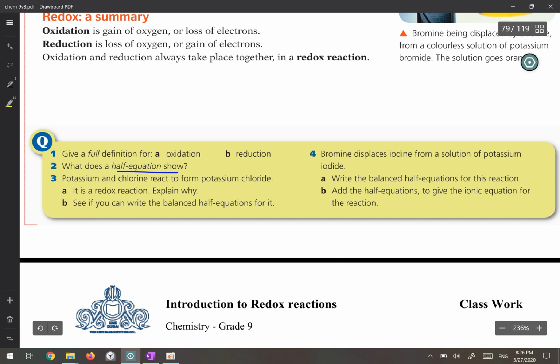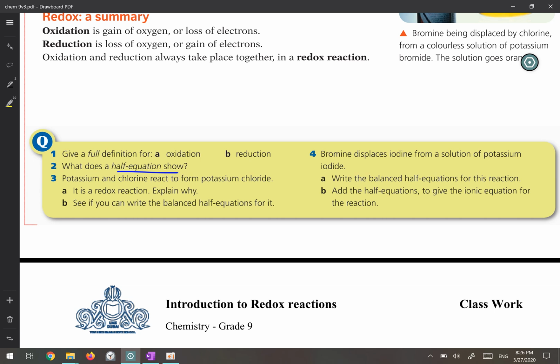The half equation shows either oxidation or reduction, so it only shows part of the equation. Okay? And we know that we cannot have only oxidation or reduction by themselves. That's why we call them half equations.